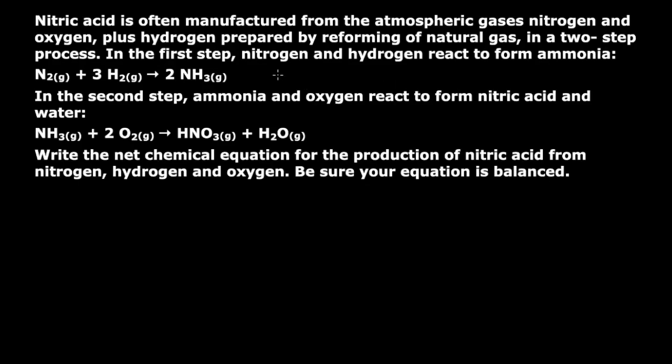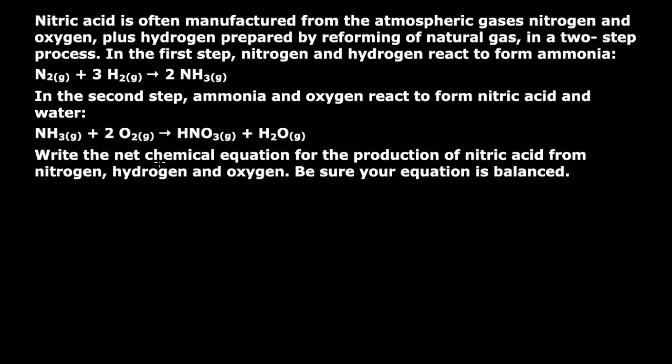Now, in this question, we have nitrogen and hydrogen, and they're going to react together to form ammonia, and that's going to be in this step right here. And this step has this NH3 here that's going to be formed. This is the ammonia, and it's going to go on to the second step over here, and it's going to combine with O2 right here, this oxygen, and that's going to form this nitric acid right here, this HNO3, and it's going to also form this H2O as a gas.